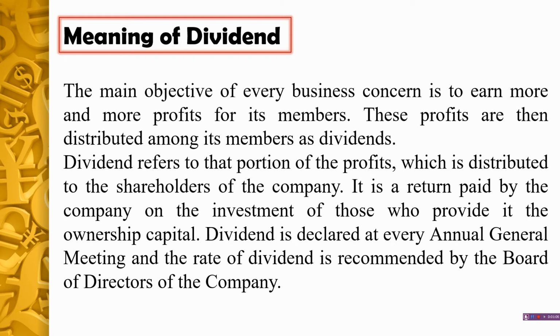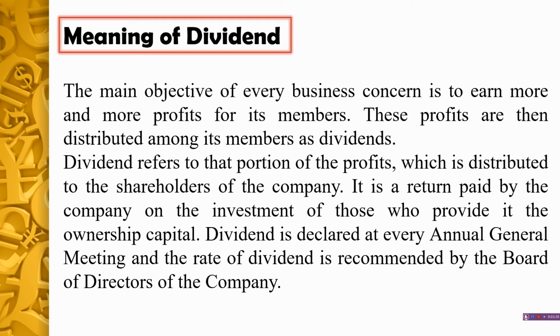These profits are then distributed among its members as dividends. Whatever profit is gained by the business is distributed among its members as dividends. All the profit is not distributed. Some is retained with the business for its further activities, and the rest is distributed among the shareholders as dividends.